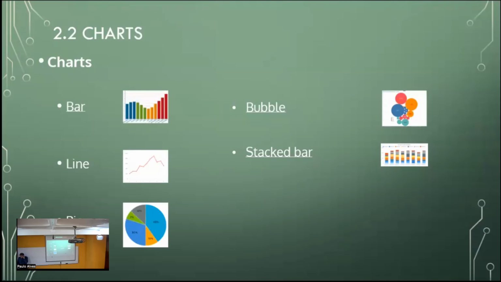So regarding charts, there are several types of charts. We have the bar chart that is the most common. So typically we start with this one because it's very flexible. We can use it in several ways. We have the line chart, the pie chart, the bubble chart, and the stacked bar. The difference between the bar and the stacked bar is that in the same bar there are different parts.